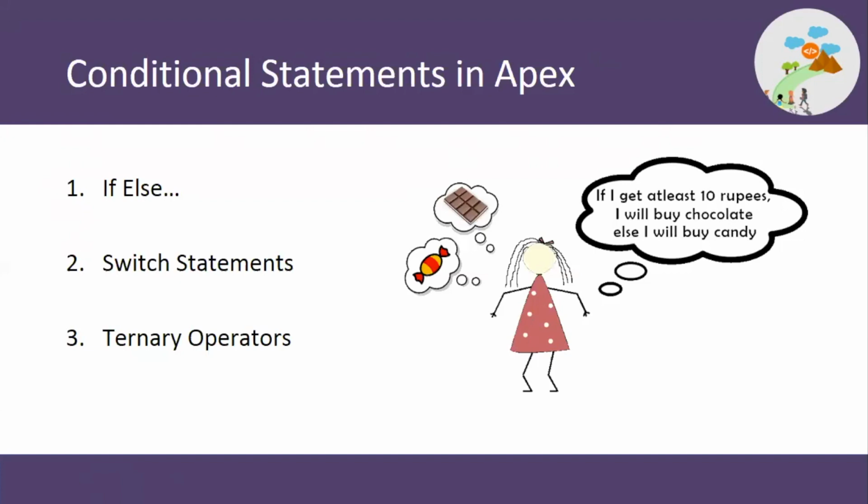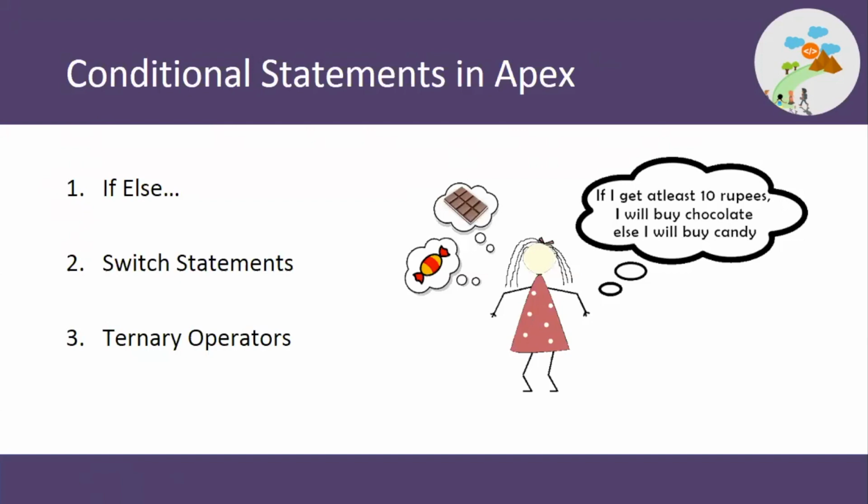Or, you often tend to switch between multiple comparisons or multiple evaluations. That's what a switch statement is. And last but not the least, the ternary operator. Well, it is a very special operator. We're going to talk about it and see how ternary operators are used.